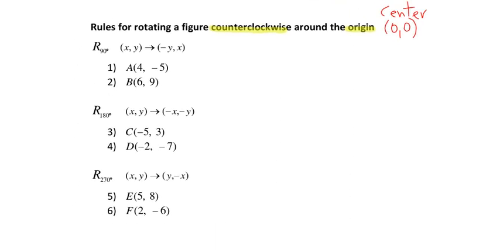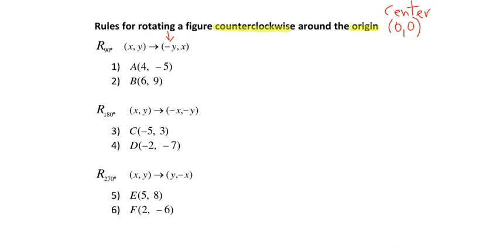If you are rotating 90 degrees counterclockwise, the point x, y is going to change to negative y, x. So look at what happens. It's x, y, and now this is negative y, x. Very important here, the negative that we see over here does not mean that the number is going to be negative all the time.